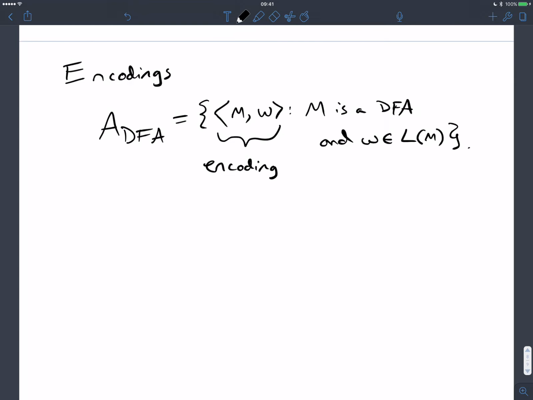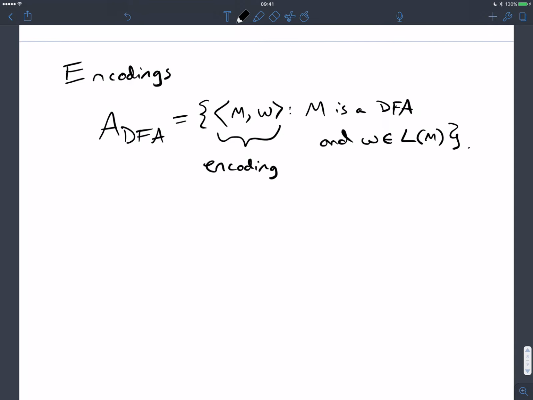So a DFA by itself is not a string, so I can't present it to the Turing machine. But what I can do is put it into some encoding. Maybe I write out the states first, then the input alphabet, then the transition function, then the start state, then the final states as a string.